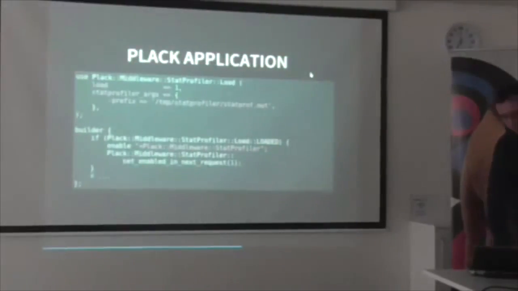For a Plack application, you can use the previous approach, or you can use a middleware which, in addition to loading the profiler, also allows you to switch profiling on and off per request, and it writes start and end markers around each request. So, if you want, you can do aggregation based on, for example, the request URL.